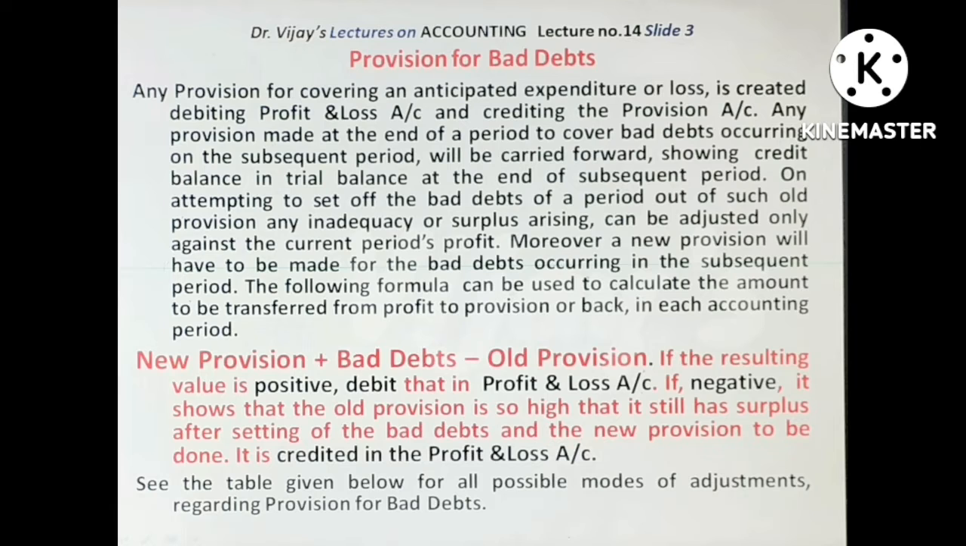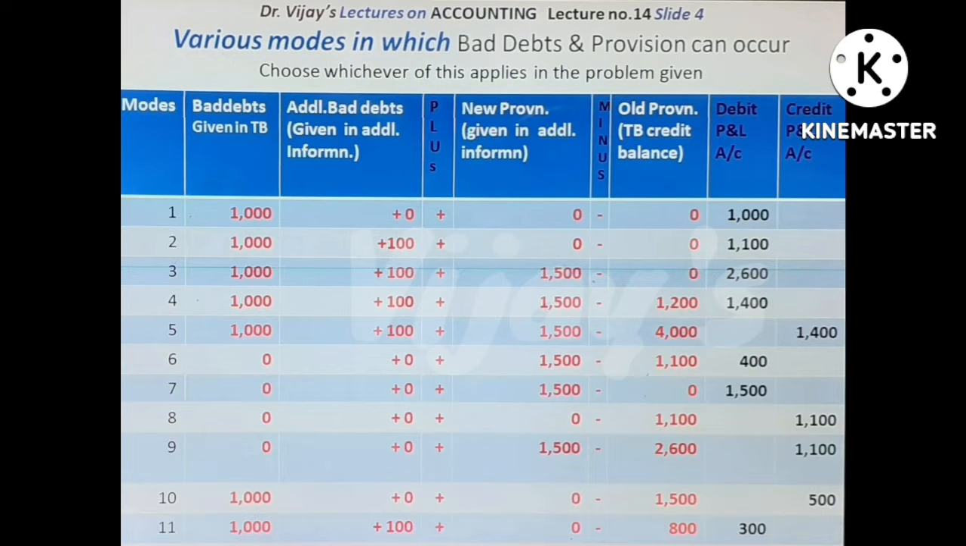See the table given below for all the possible modes of adjustments regarding provision for bad debts. Slide 4 gives 11 various modes in which the adjustment of bad debts and provision for bad debts can occur in a problem given for working out profit and loss account and a balance sheet. You have to choose which one of these applies in the problem given to you. Column number 1 of the table shows the serial numbers of the 11 modes. Column number 2 gives bad debts which is given in trial balance.